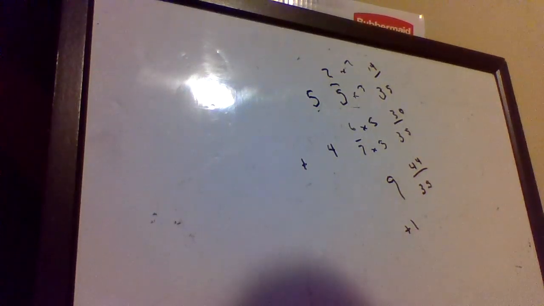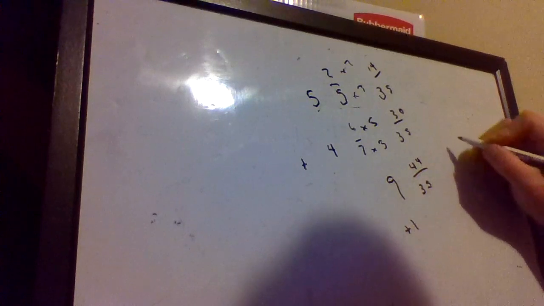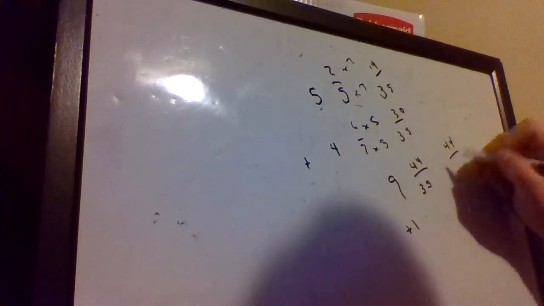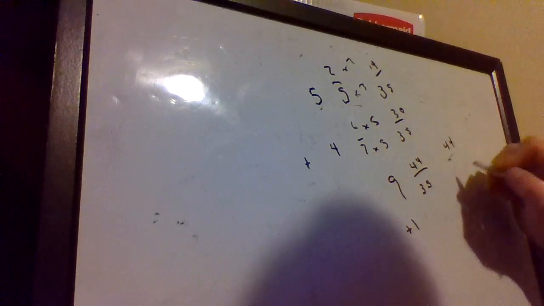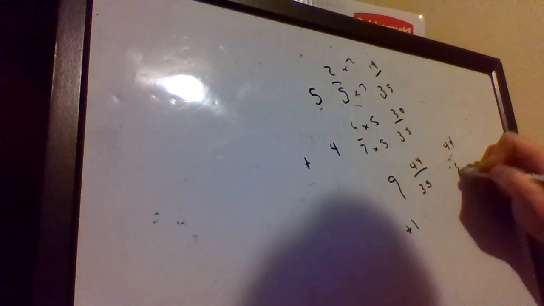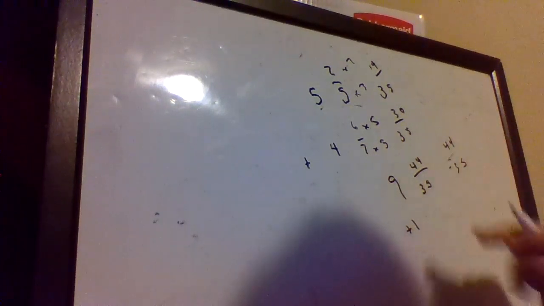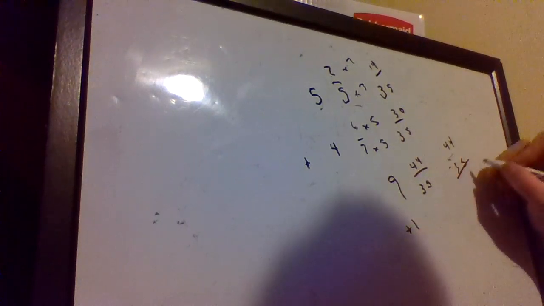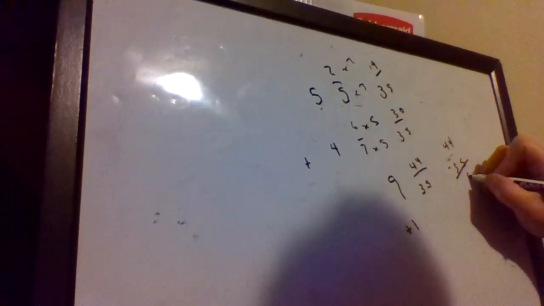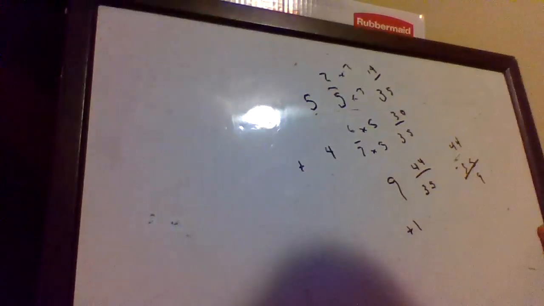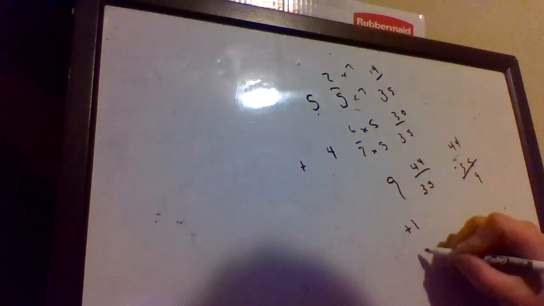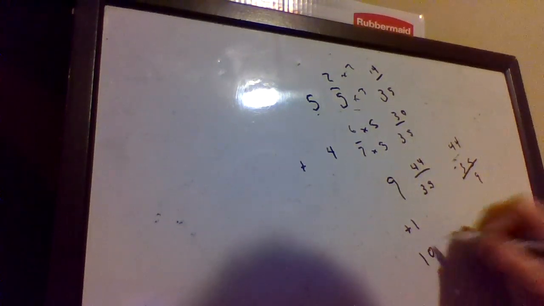So we add 1 to the 9, and we say 44 minus 35, because 35 times 1 is 35. So 44 minus 35 is 9. So we add our whole numbers. 9 plus 1 is 10.